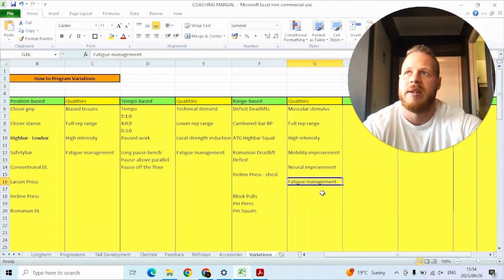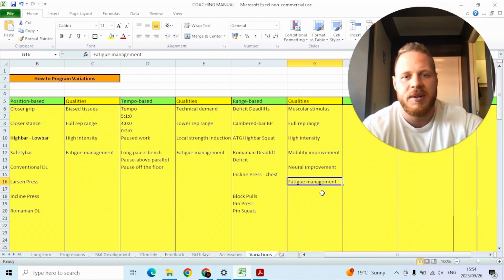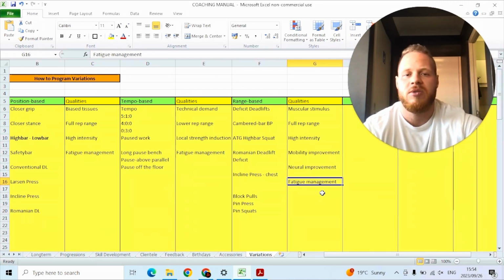oh goodness, we're not really taking much load off anyway, are we? Let me use a better example. When we're doing our close grip, that's a terrible example as well. Let me think of a good example here. Goodness gracious, my brain is not working well with me.